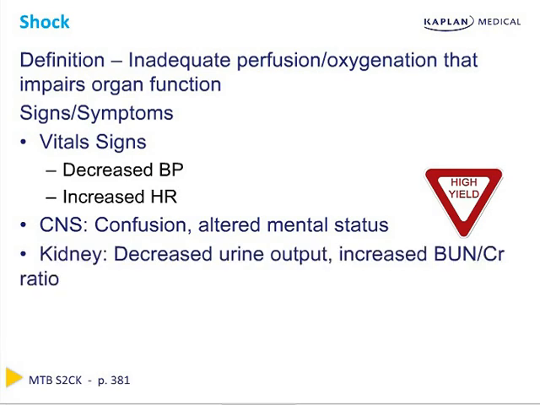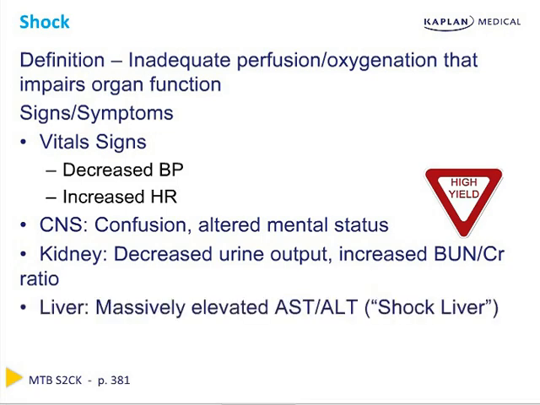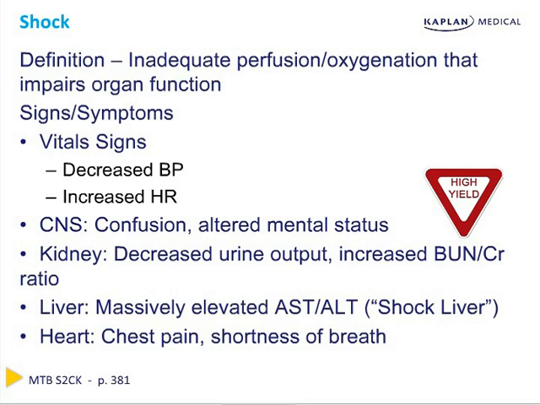The kidneys are extremely sensitive to decreased blood flow, and with the onset of shock, blood filtration and waste excretion cannot occur, so urine output will decrease and the BUN creatinine ratio becomes elevated. The liver receives a very large percentage of the cardiac output, and when underperfused, liver cells die and release massive amounts of liver enzymes into the bloodstream. This condition is called shock liver. Finally, underperfusion of the heart muscle itself via the coronary arteries mimics heart attack symptoms of chest pain and shortness of breath.